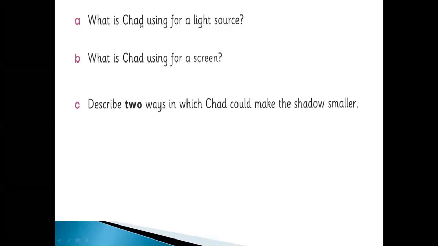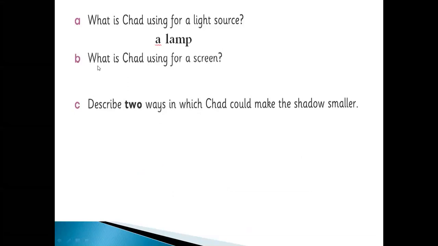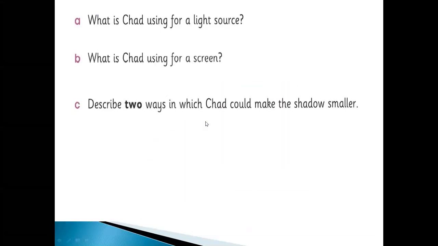Okay, what is Chad using for a light source? Obviously, he is using a lamp. So we write here a lamp. What is Chad using for the screen? A sheet. You can see behind it there is a sheet. He is using a sheet. So we write here sheet.